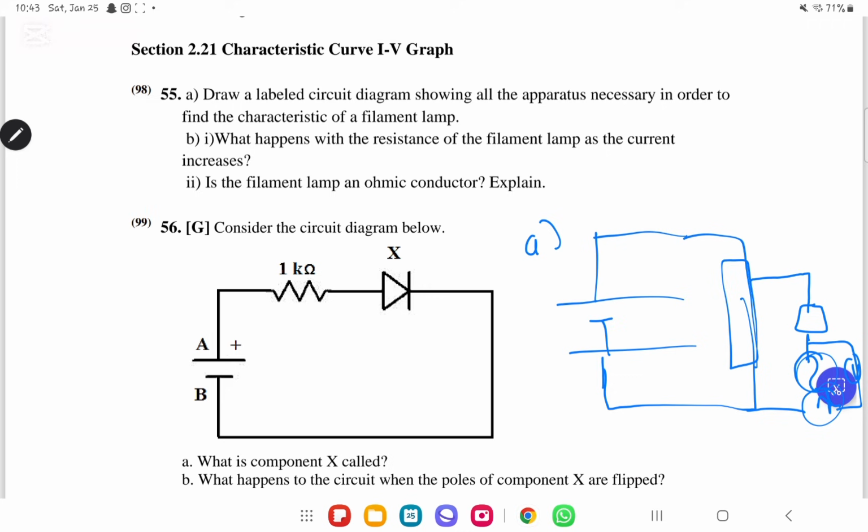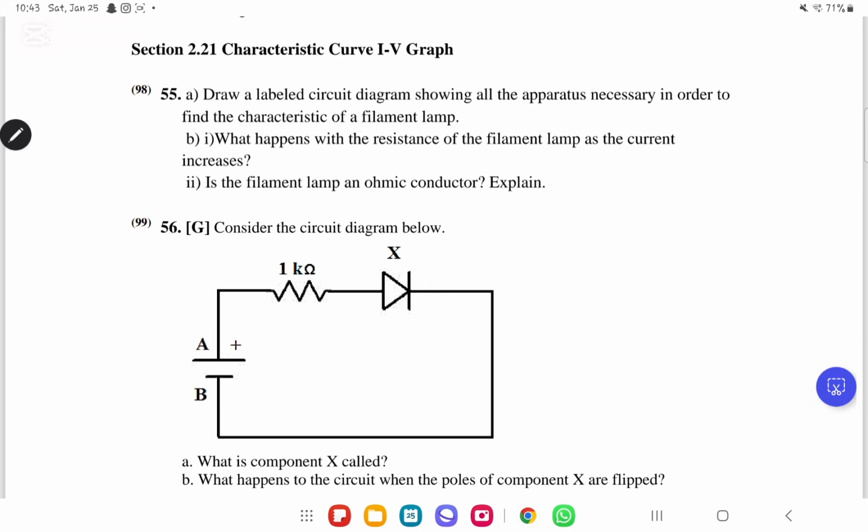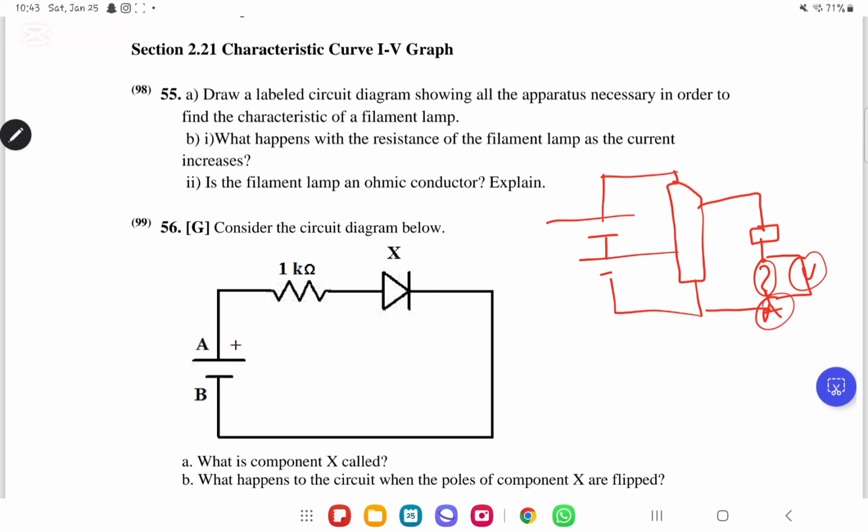So this is what the graph looks like. Let me draw this a bit higher so it's clearer. So this over here is what the graph looks like. They need us to find the characteristics of a filament lamp. So to find the characteristics of a filament lamp, first of all, you need to be able to control the voltage, or in some other sense, to control the voltage being emitted from the positive side.